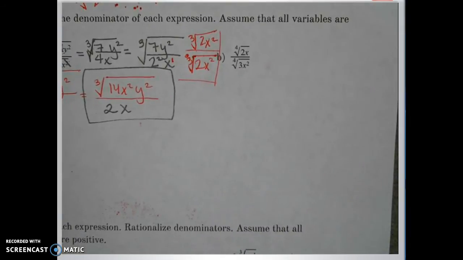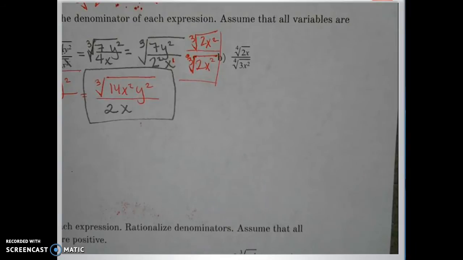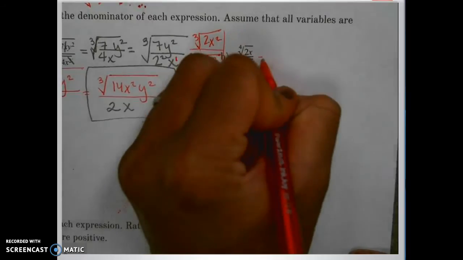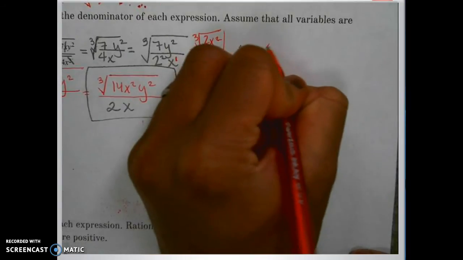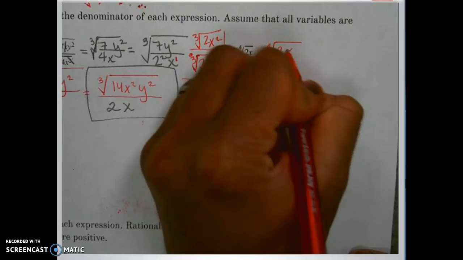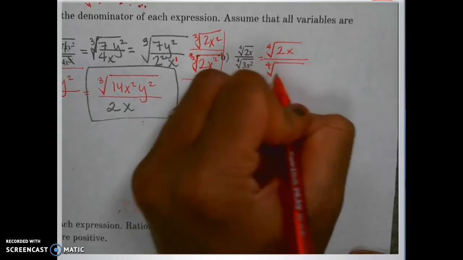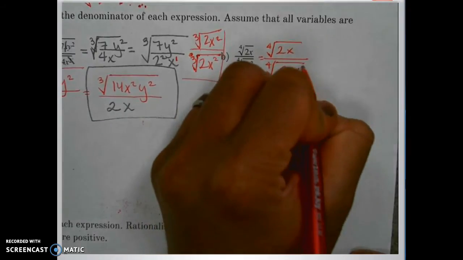So for letter B, I have the fourth root of 2x divided by the fourth root of 3x squared. And this time, I'm not looking for perfect squares or cubes. I'm looking for perfect fourths. So the numerator just is what it is. It is simplified though. But in the denominator, what I have right now is 3 times x squared.